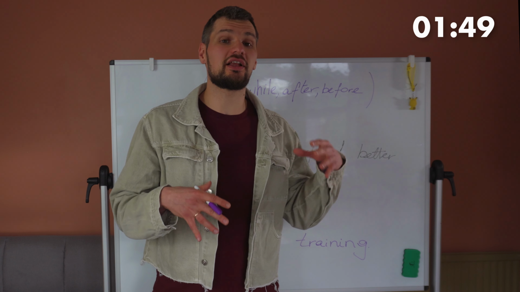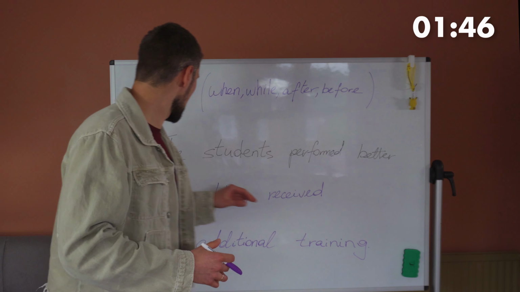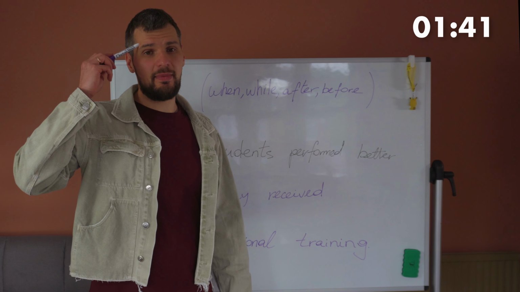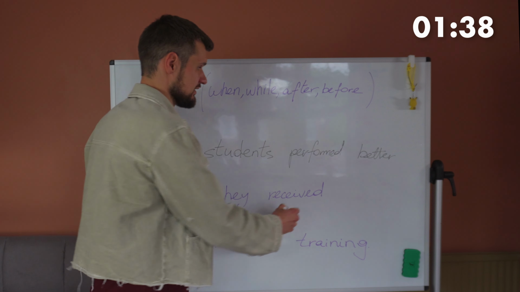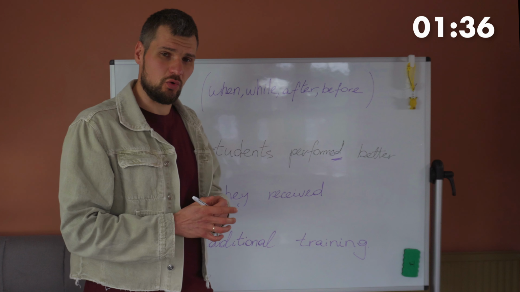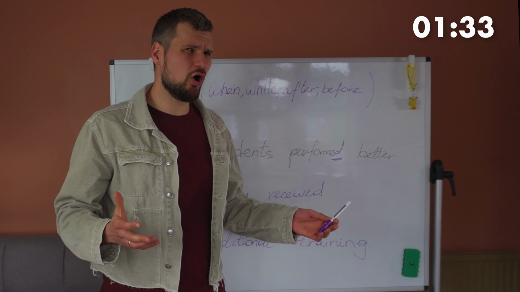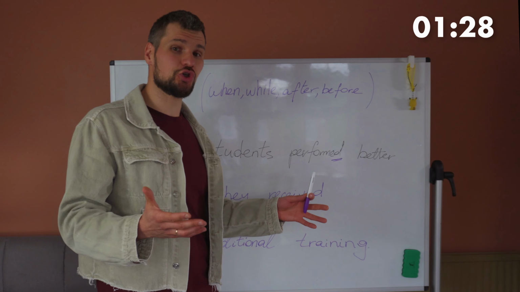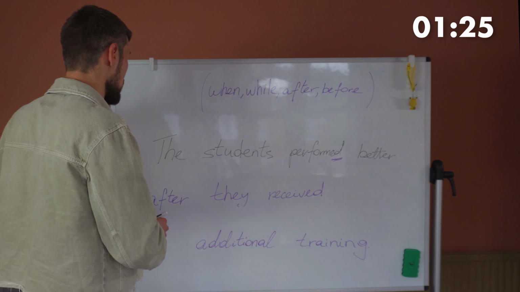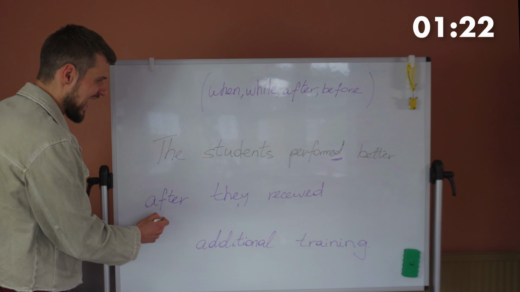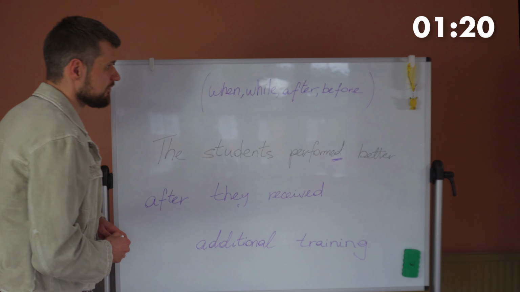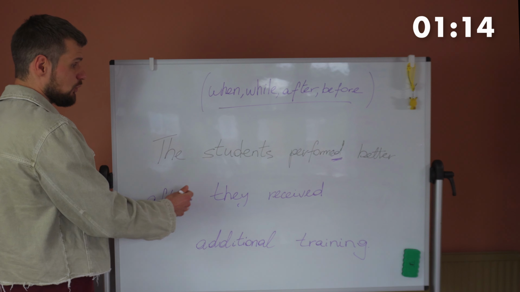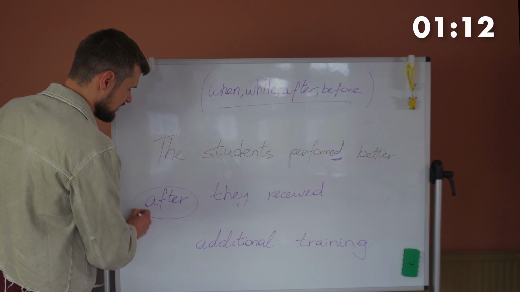Now this next technique is quite the opposite, but it shares the same logic. The students performed better. Okay, first of all, think about the tense. It happened in the past. They performed. Okay, so how can we expand this? Do we know when exactly this happened? We do. And we can use that information to build a complex sentence. So the students performed better after they received additional training. So all you do, you just use one of these conjunctions, and now we have a complex sentence.